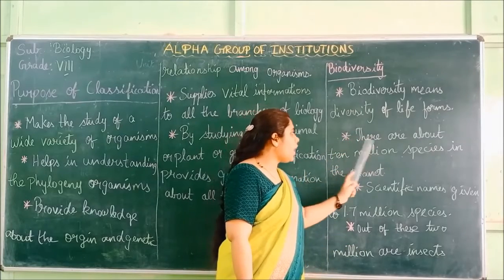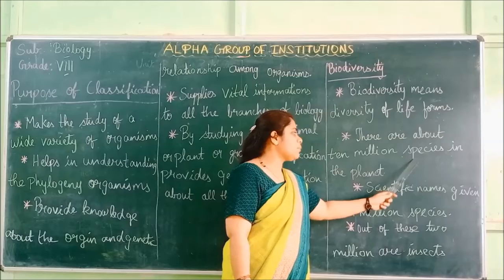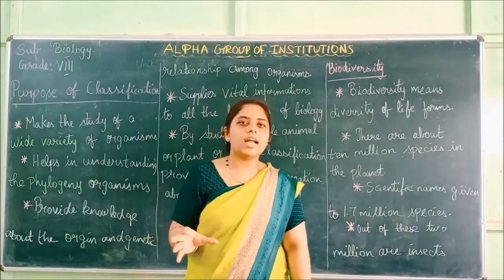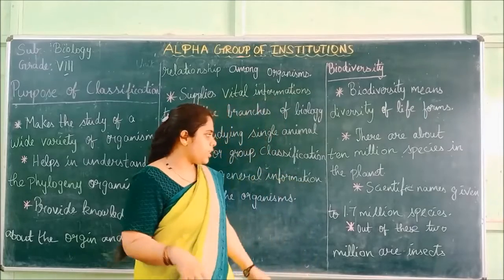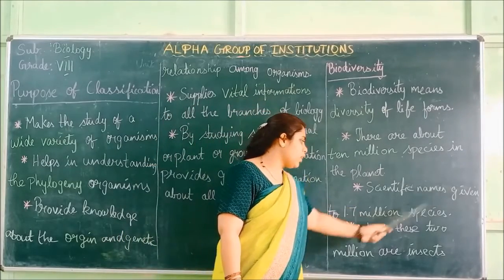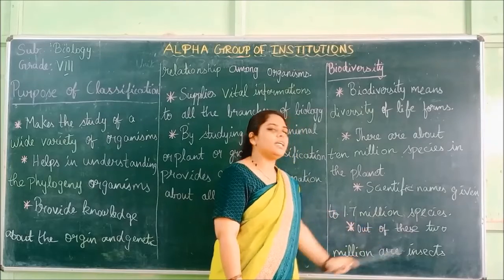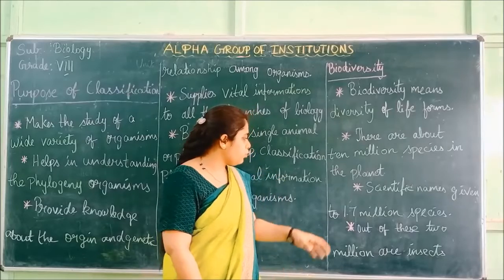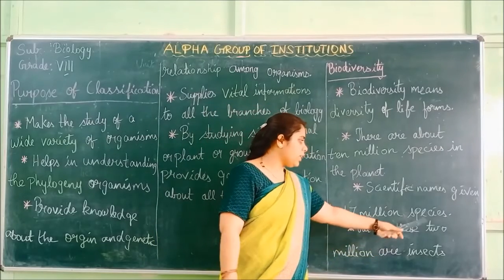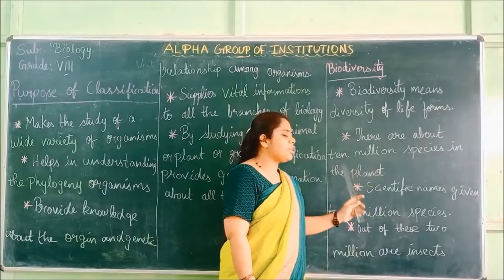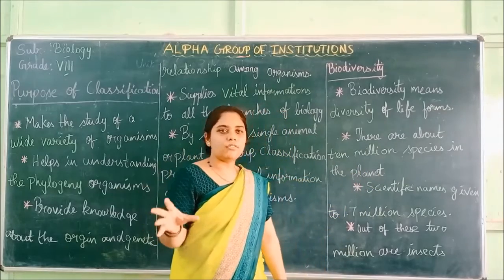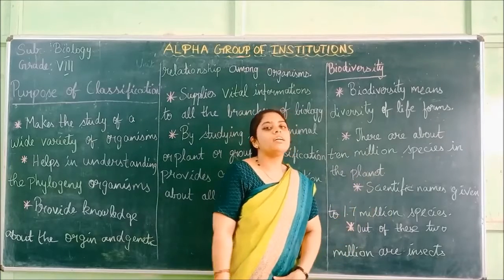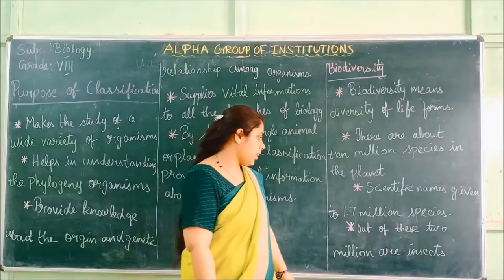biodiversity. And there are about 10 million species on the planet. So on our planet, the Earth, there are 10 million species. Scientific names are given to 1.7 million species only. So the binomial name, the scientific names, were given to only 1.7 million species. So the rest of the species are not identified. The remaining ones are the unidentified organisms.